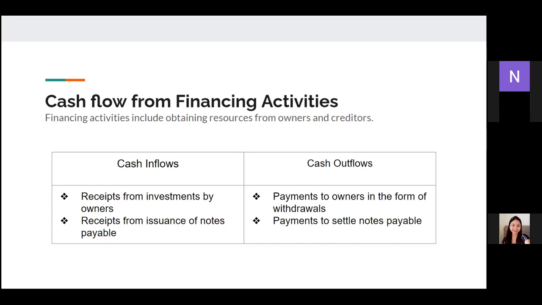So, dito naman tayo sa cash outflow: payments to owners in the form of withdrawals. Then second, payments to settle notes payable. Aside from that, meron din tayong repayment of existing loans, payment of cash dividends to stockholders, purchase of treasury stock, repurchase of existing stock, and redemption of bonds. Yung mga yun naman, negative, so meaning, i-deduct natin siya.